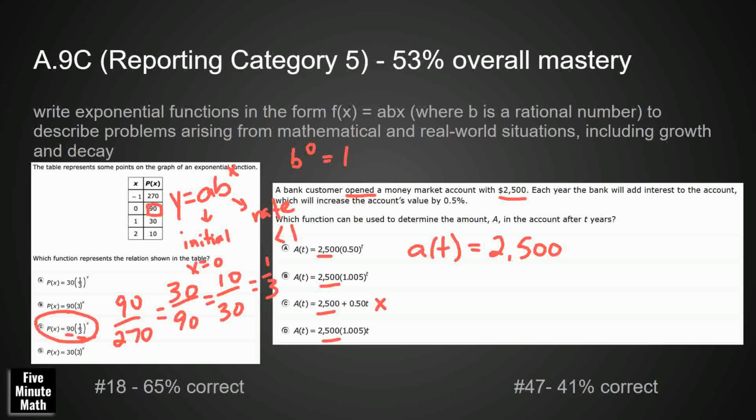And so we've got that in each of those, though the formatting is a little bit different in C. And look what's happening with D. You notice that t is not in the exponent form, they're just multiplying. So that's not even in the right format either. Now what we need is a rate. Okay, so what is our rate? It's going to increase by 0.5%.